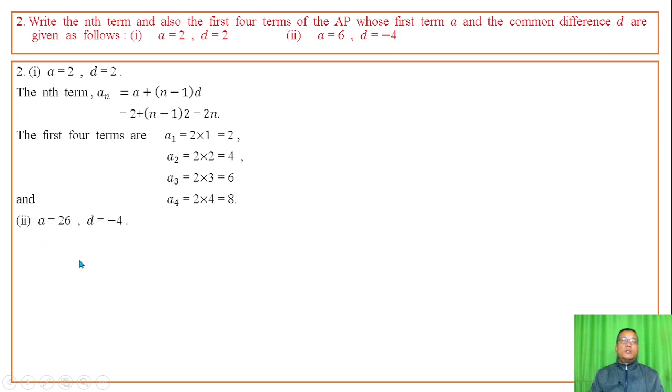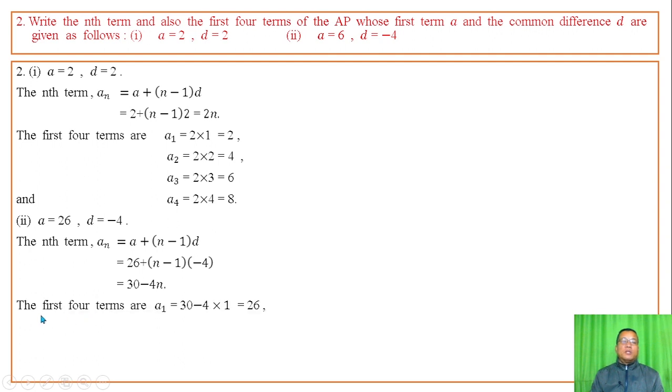Similarly for Roman number 2, the nth term an is equal to a plus n minus 1 times d. Putting the value of a as 26 and d as minus 4, we simplify to get 30 minus 4n, which is the nth term. The first 4 terms are obtained by putting n as 1, 2, 3, 4 and getting the values. So the first 4 terms are 26, 22, 18, 14.